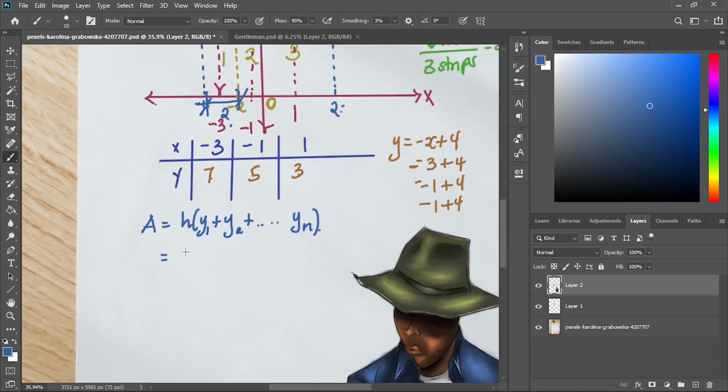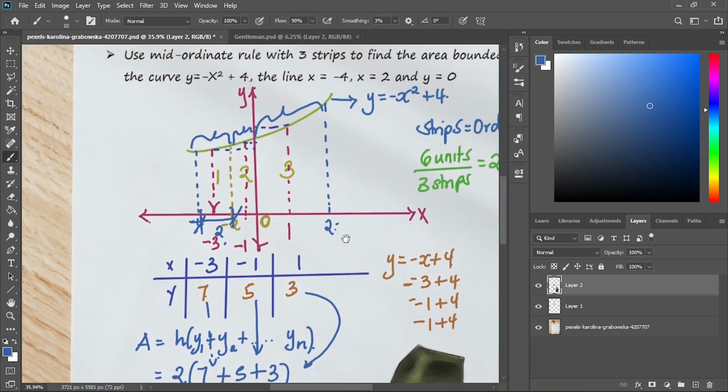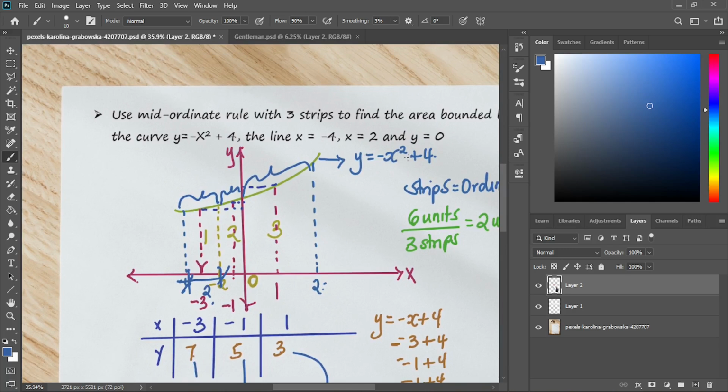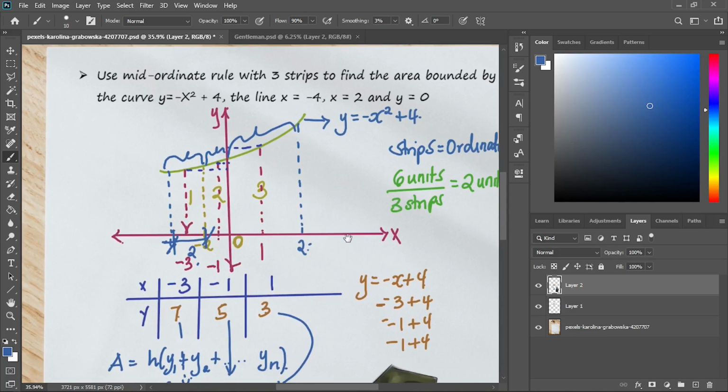So in this particular case, we are going to have 2 into y1 is 7, and then y2 is 5, and then y3 is 3. We have used this value, this value, and this value. So it's going to be 2 into 7 plus 5 is 12, plus 3 is 15. Then 15 times 2, we are going to get 30 square units. So this is going to be the bounded area of the curve y equals negative x squared plus 4, the line x equals negative 4, and the line x equals 2.